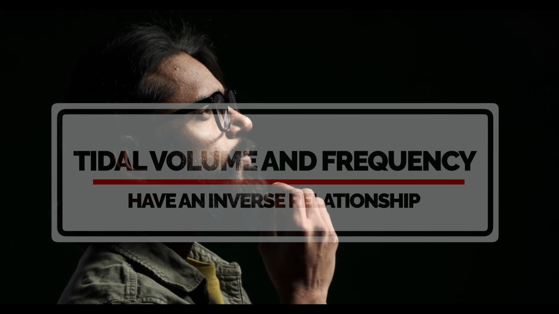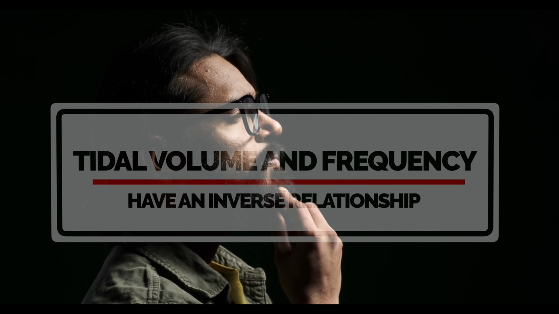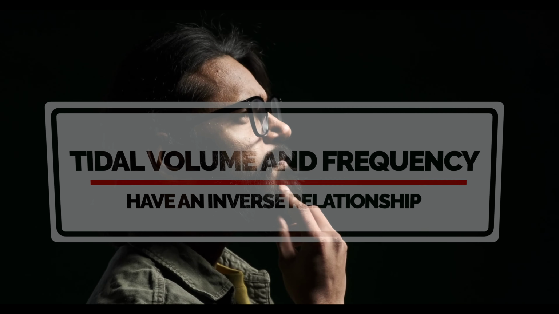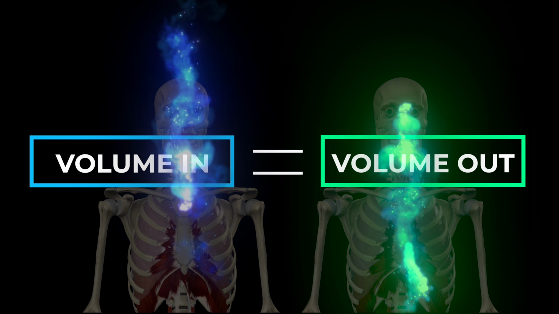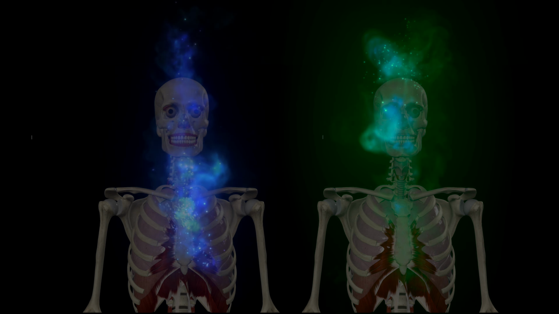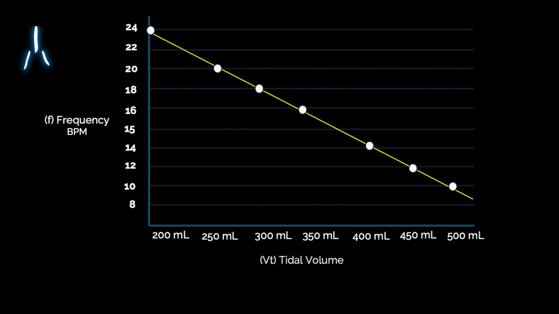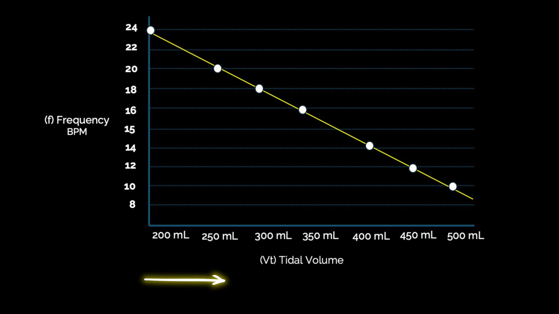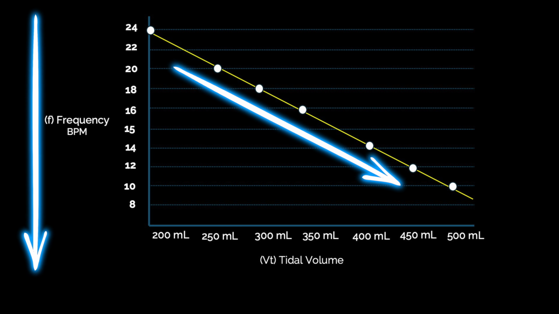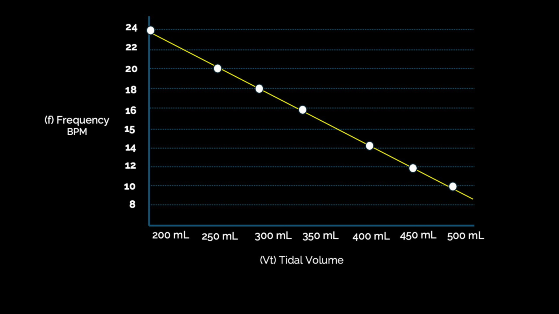It is important to understand that tidal volume and frequency have an inverse relationship in mechanical ventilation. Remember, volume in equals the volume out. The vertical axis of this graphic depicts the frequency, and the horizontal axis represents volume. As the tidal volume increases, the ventilation frequency decreases, allowing time for all that gas to exit the chest and maintain satisfactory minute ventilation.